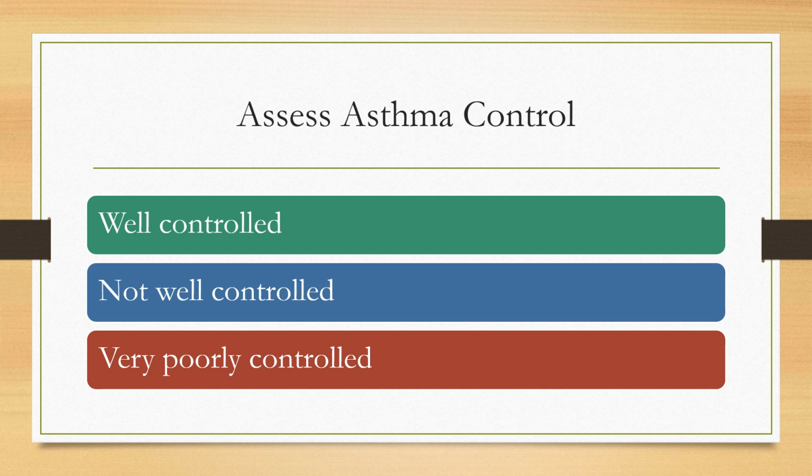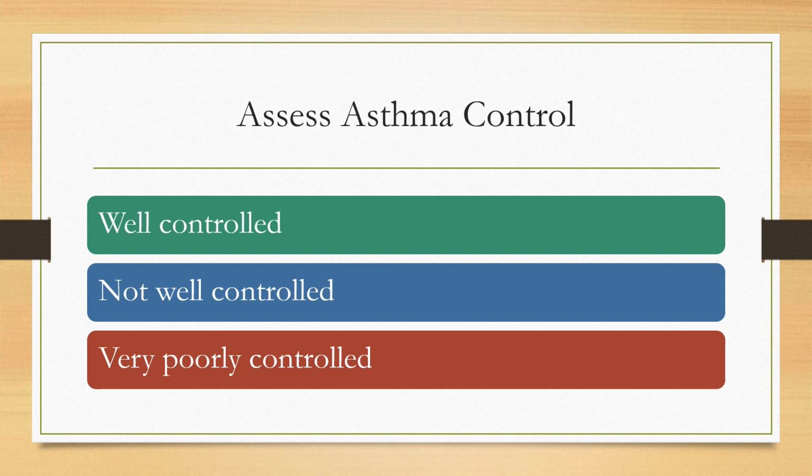So what is the definition of well controlled? Well controlled means that you have less than 2 days a week of daytime symptoms, then you can normally take a bronchodilator. Nighttime awakenings, less than 2 times a month. Limitations on any kind of activity, none. How about the use of short-acting beta agonist?